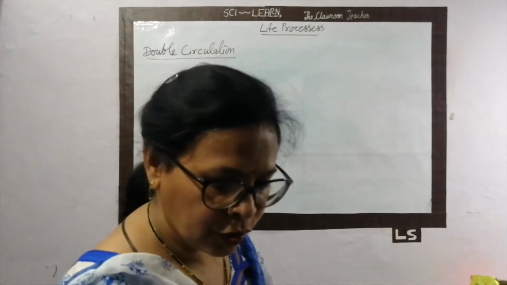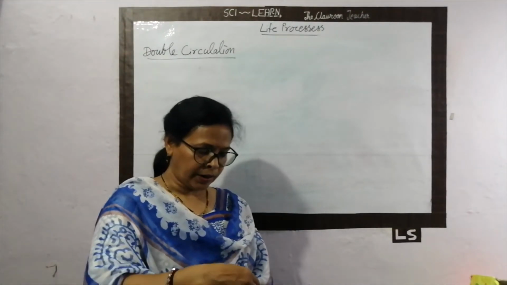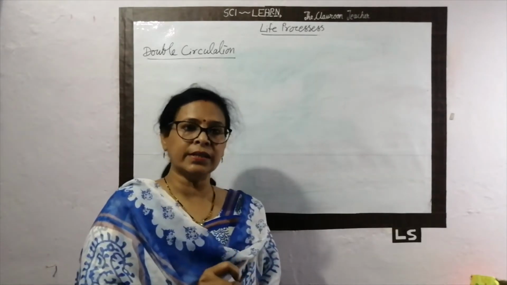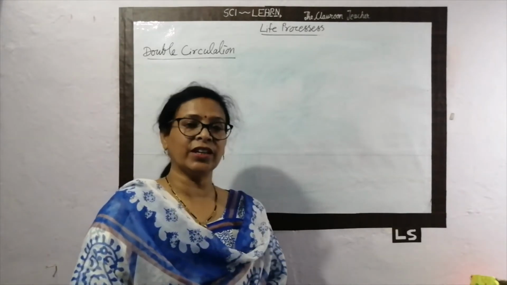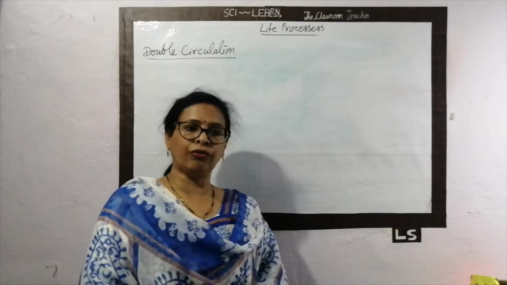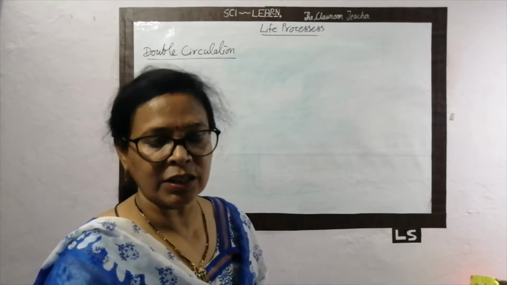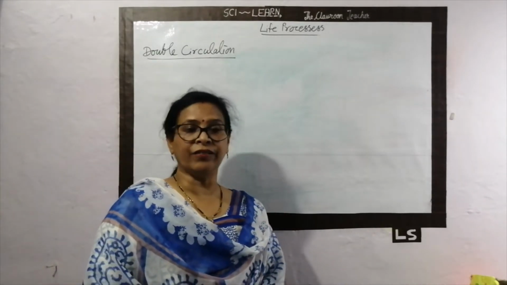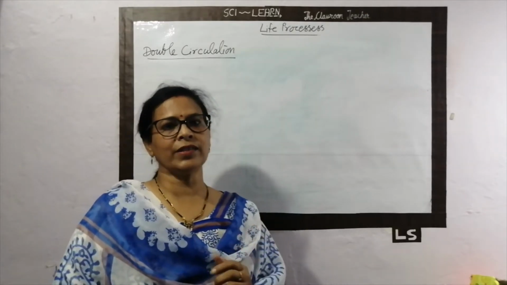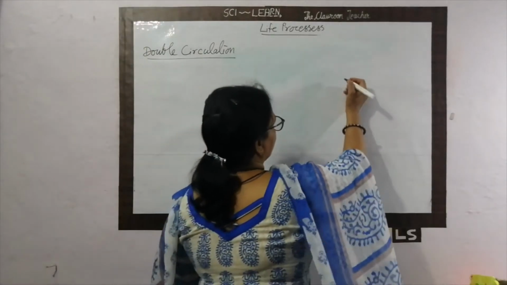Before writing the definition of double circulation, I want to tell you that we are mammals. We are chordates. According to the classification that we studied in class 9, the chordates are divided into 5 parts. First is the pisces, that is fishes. Second are the amphibians. Third is the reptiles. Fourth are aves, and fifth are mammals. So we are mammals.